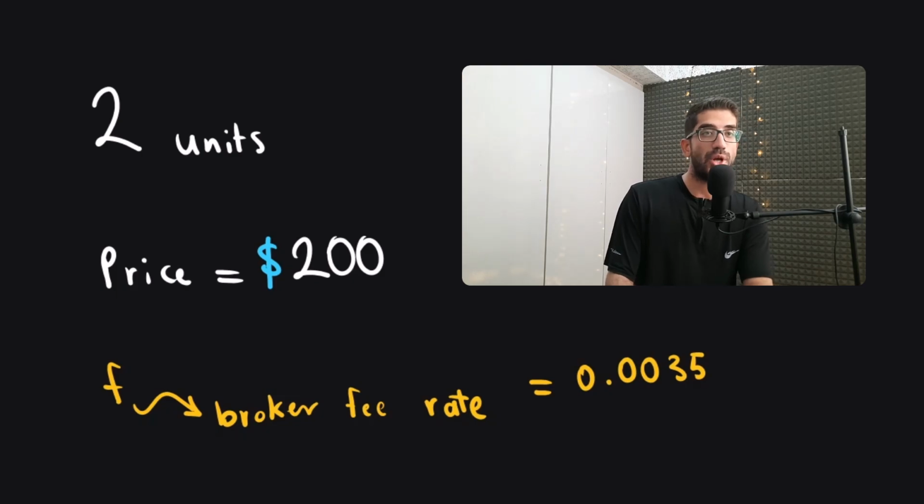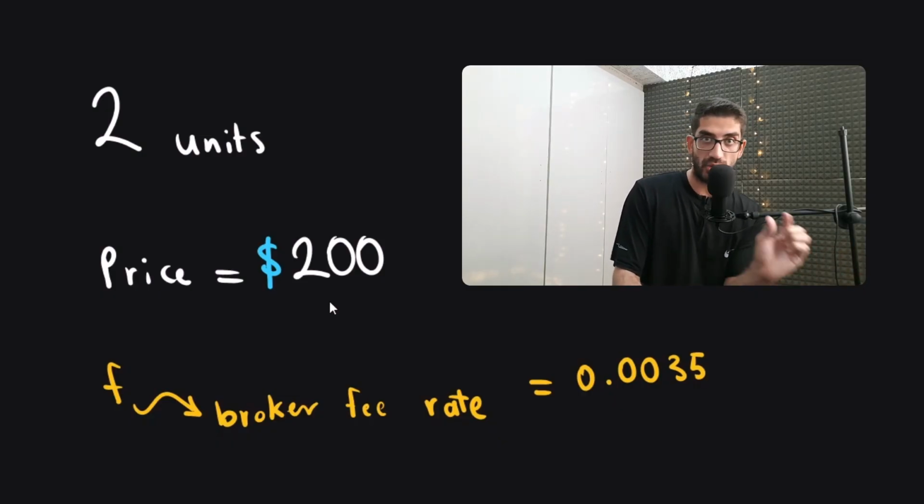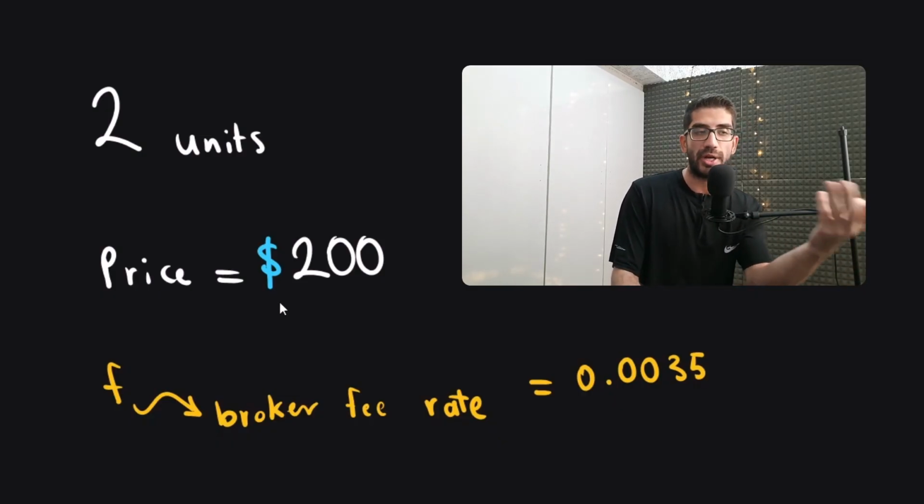Let's suppose that you want to buy an asset, for example, like Tesla, Nvidia, or these kinds of things. And let's suppose that you want to buy 2 units of that asset. And let's suppose the price of that asset is, for example, $200. When you want to buy that asset, the price is $200.